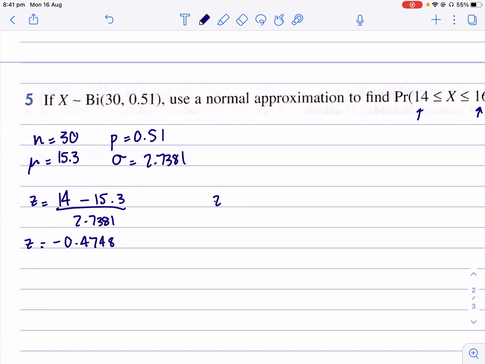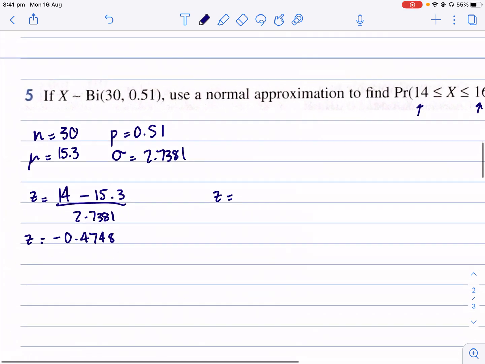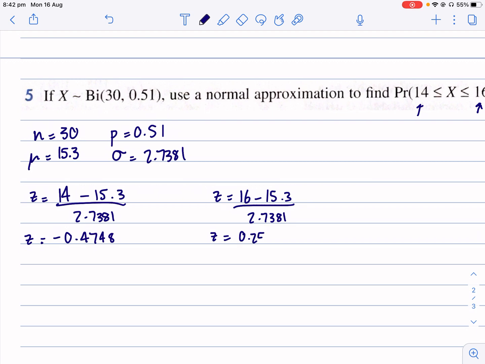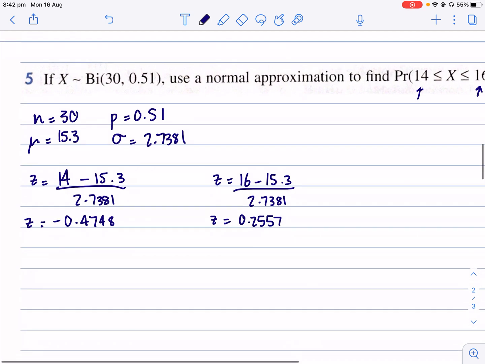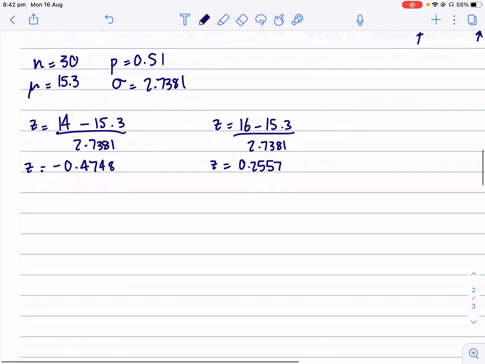Our next one is positive 16. So we're going to have 16 take 15.3 over 2.7381, which gives us 0.2557. Okay, so we're going to have to check each of these in turn.